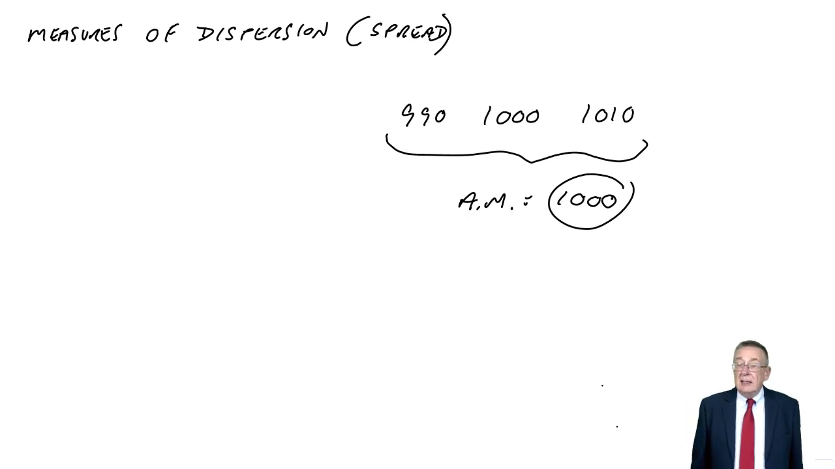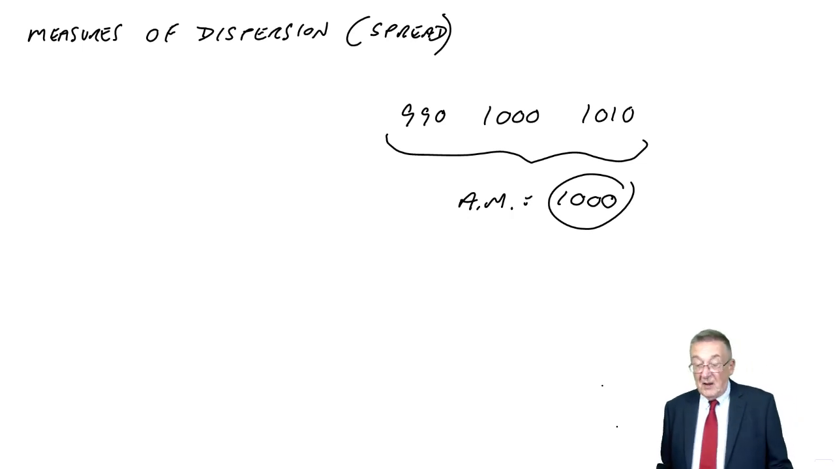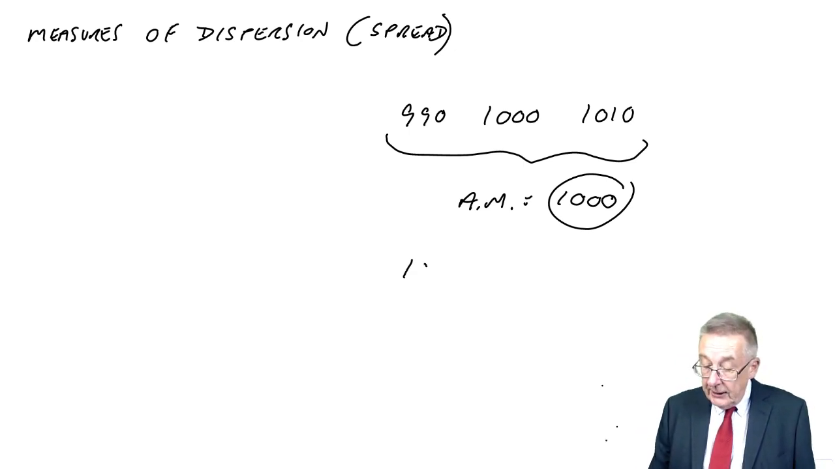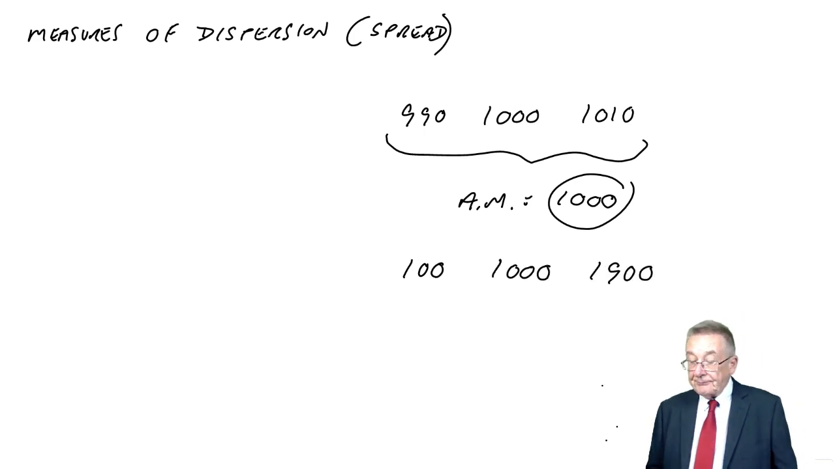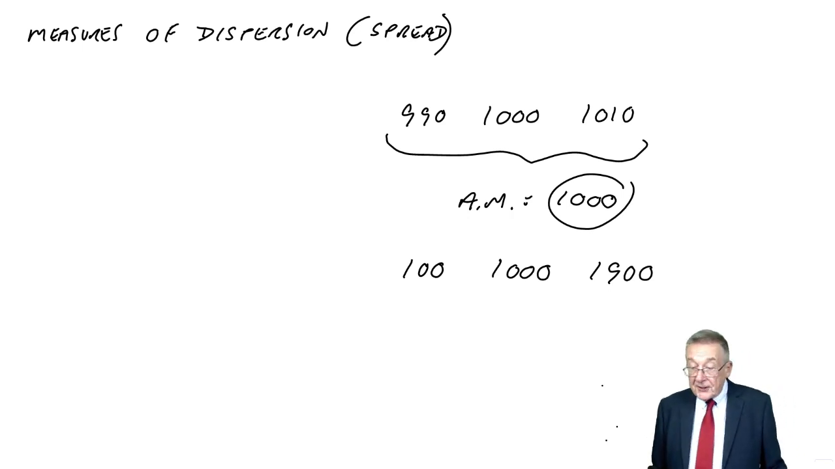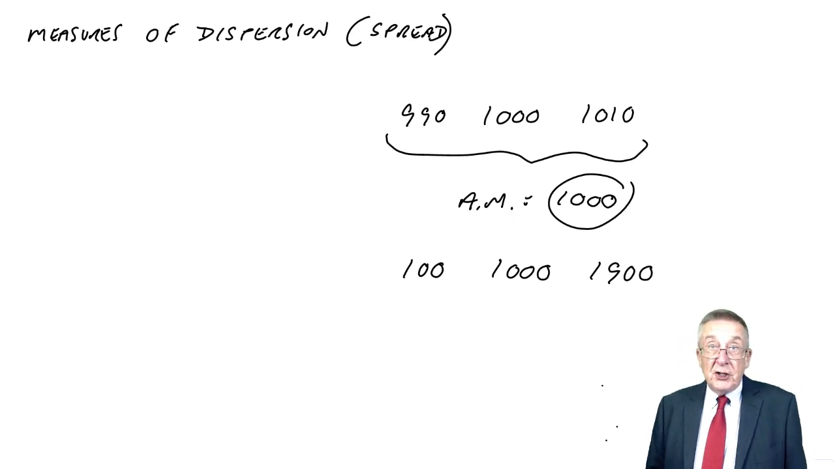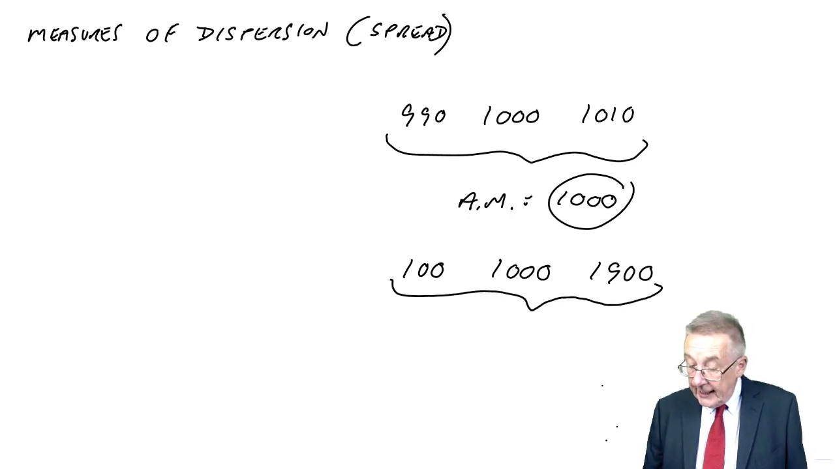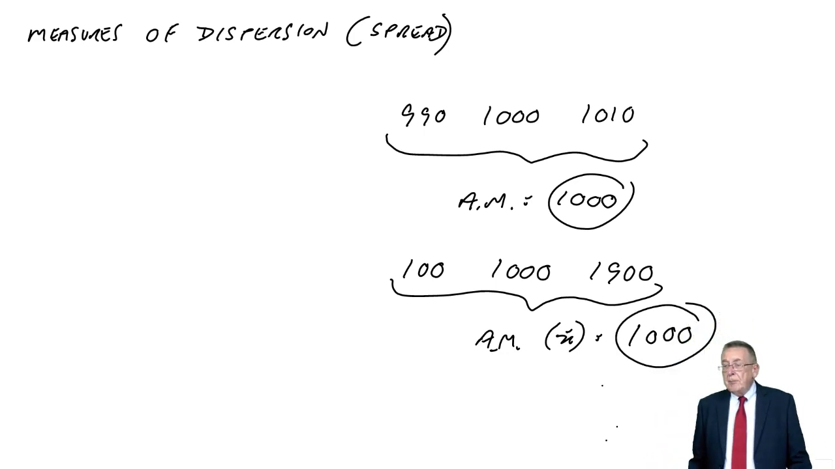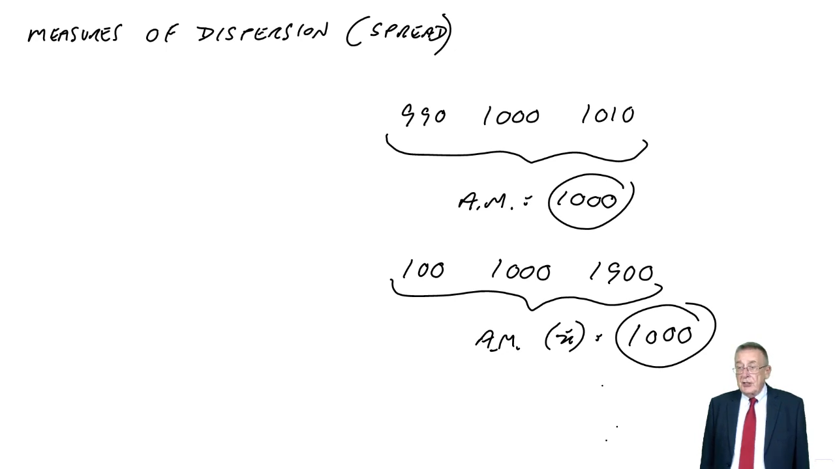But suppose I went somewhere else and found out what people's wages were, and there were three observations, and it was 100, 1,000, and 1,900. And I said, again, what's the arithmetic mean? By all means check me, but add them together and divide by 3. And again, the arithmetic mean, or x bar, is again 1,000. So both samples there have the same average.